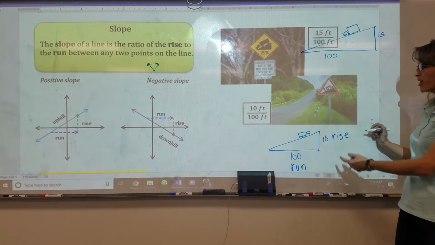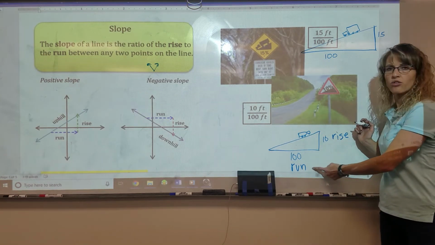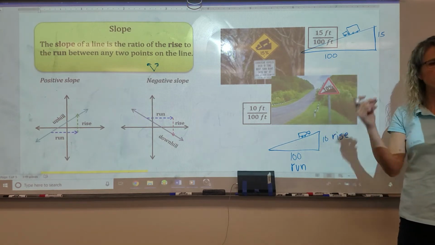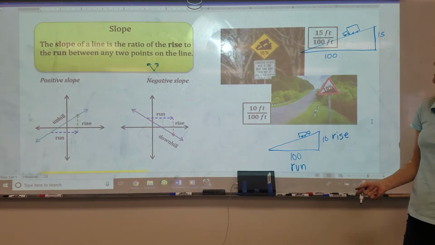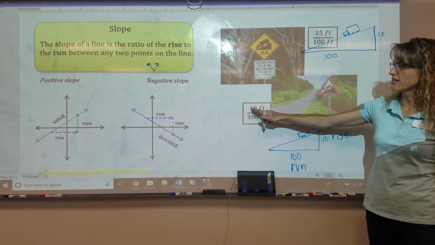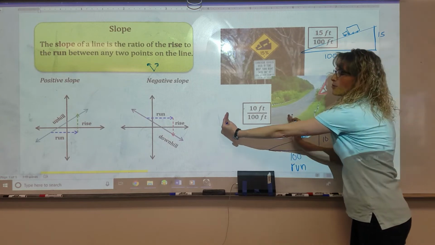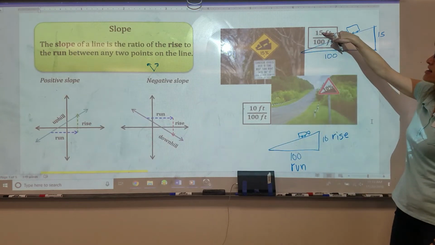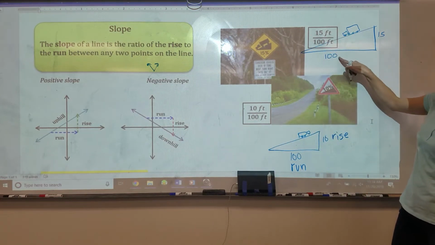Well, what is the number? We always do a fraction, the rise over the run. Just like this is a rise of vertical and a run of horizontal. A rise over a run.